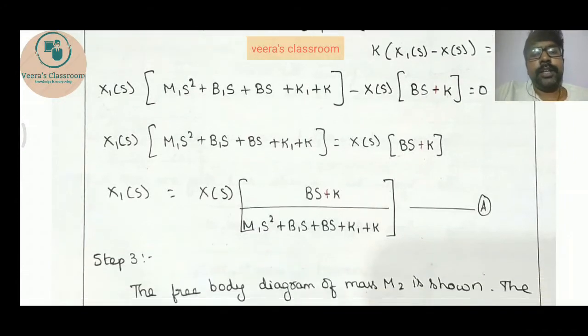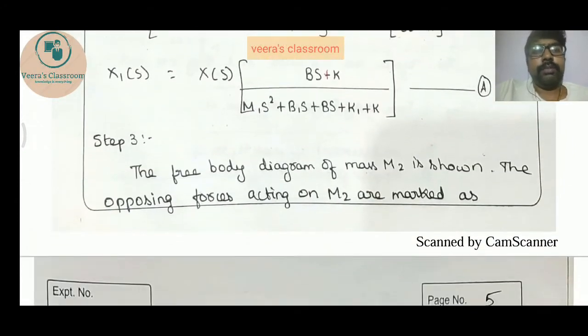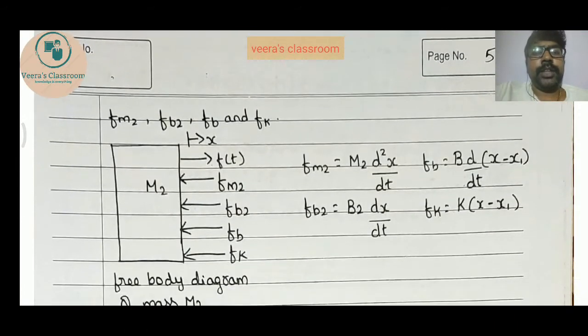Now moving on to the second object, the free body diagram for mass m2. The opposing forces that the second object has are Fm2, Fb2, Fb and Fk, and it has an applied force, that is f(t). So we will write the values: Fm2 equal to m2 into d²x/dt², Fb equal to b into d/dt of (x minus x1), Fb2 equal to b2 into dx/dt, Fk equal to k into (x minus x1). So it has only 4 opposing forces and 1 applied force.